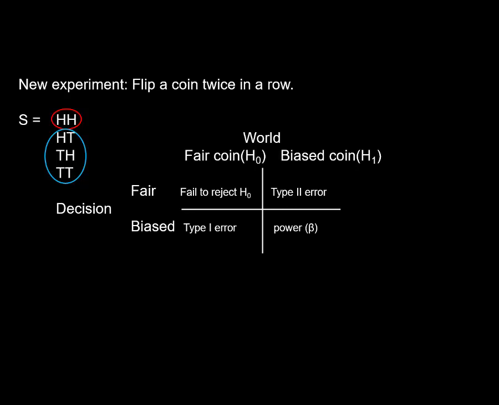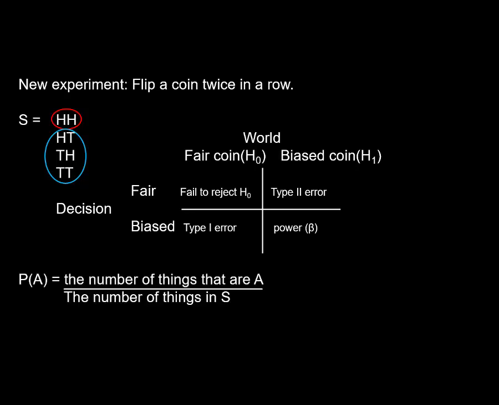So, what's the probability that we would get an outcome consistent with the experimental hypothesis? Well, remember the definition of probability. A probability of an event A is just the number of things that are A divided by the total number of things in S, the sample space. And how many total events are in our sample space? Well, there's 4. And how many of those events are classifiable as consistent with the experimental hypothesis? Well, in this case, just 1. And so that gives us our probability of getting heads on both flips of the coin. It's 1 out of 4, or 0.25.